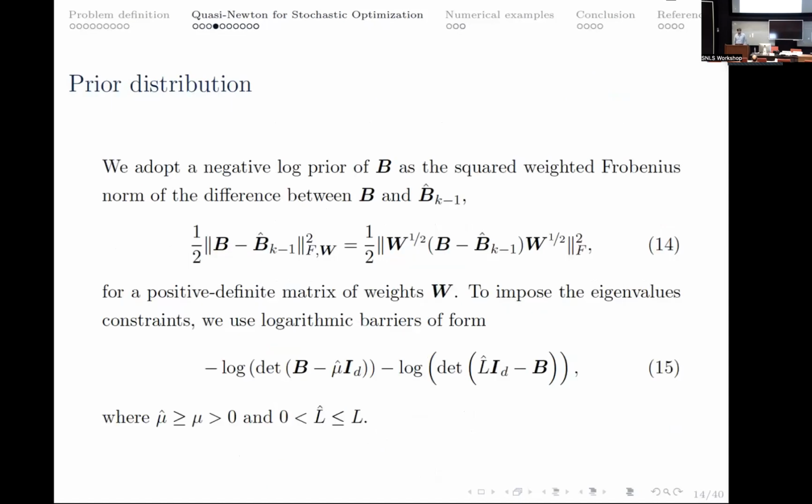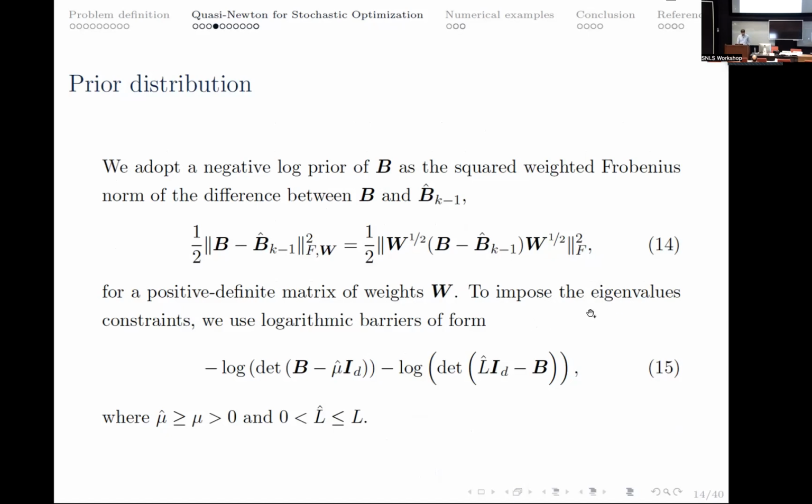First, let's talk about the prior distribution that we are assuming for our Hessian. You can see that what we opted here is to have a negative log prior that is basically identical to the one used in the deterministic quasi-Newton methods, which is this weighted Frobenius norm squared. The idea is the same. We want the Hessian that we get to be as close as possible to the current Hessian update. Of course, this also gives us a good regularity on the problem that we're solving.